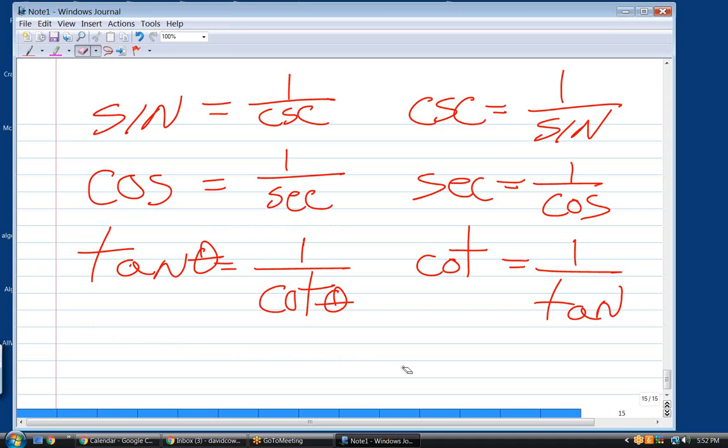Okay? And basically what this means is that if the sine is 1/2, then the cosecant must be 2. In other words, if I tell you the sine of theta equals 1/2, then you can tell me, therefore, the cosecant of theta would have to equal its reciprocal, 2 over 1.